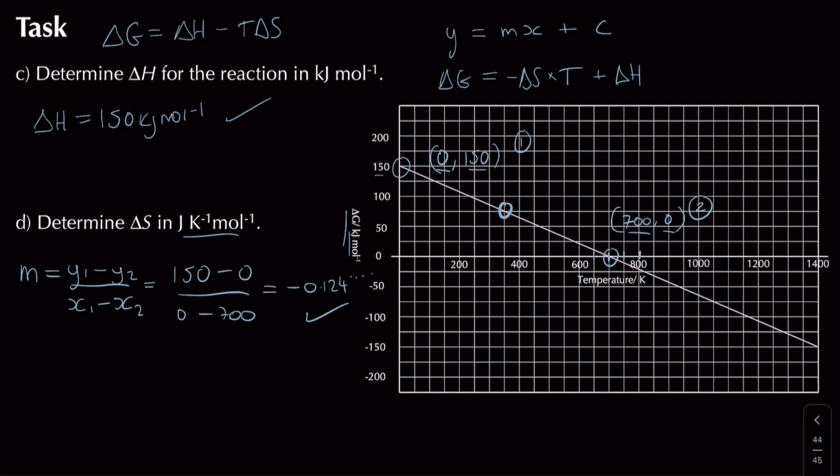Now, that's my value for the gradient, and we know the gradient is going to be the negative of delta S, but we want to find the positive delta S. So in that case, negative delta S is equal to minus 0.124, because we're going to keep it recurring. So delta S must be equal to positive 0.124, but I want to work out my value in joules per Kelvin per mole. Now it's in kilojoules per Kelvin per mole, so I'm going to multiply that by 1,000, and then round it to 3 significant figures. So in that case, I end up with 214, and that's joules per Kelvin per mole itself as well. And there is my next mark over here.